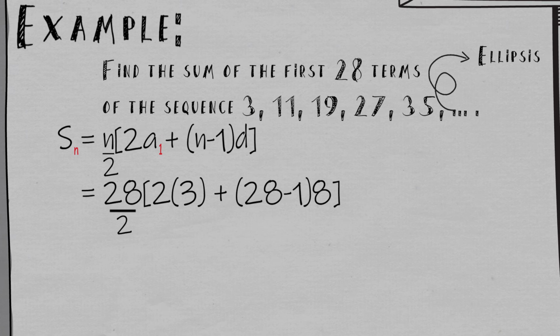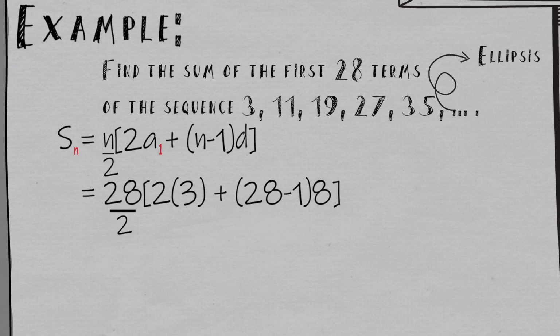So how did we find 8 as our common difference? We just simply subtracted the next term to the previous one. For example, 11 minus 3, that would be 8. 19 minus 11, another 8. 27 minus 19, it's 8. Now, if you have problems on finding the common difference, you can look into our previous videos on how to identify the common difference. Okay, and now let's continue.